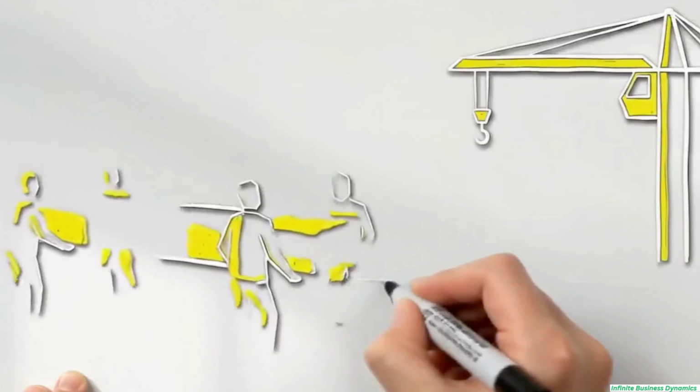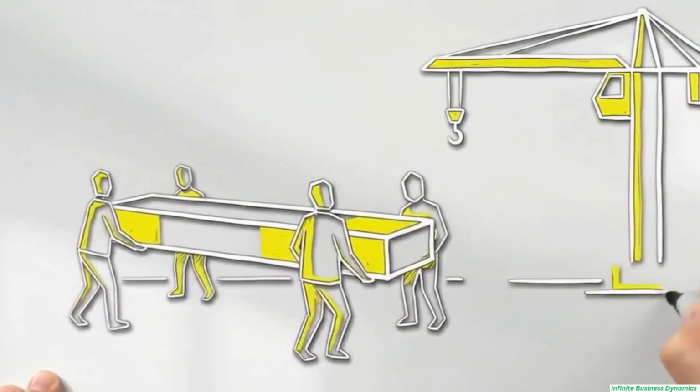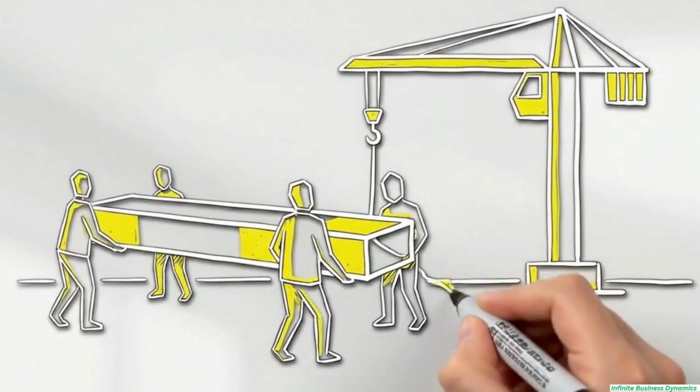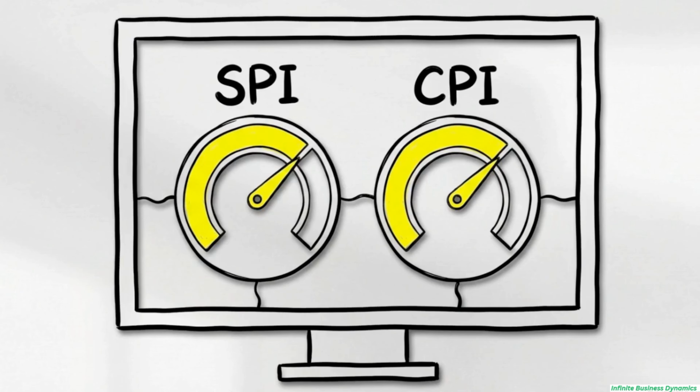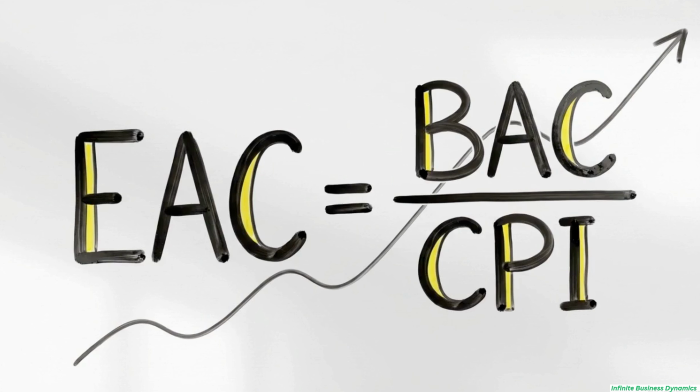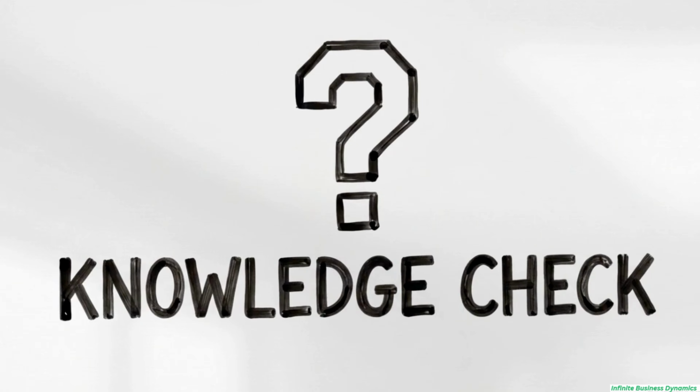The data suggests a specific strategic cause. It is likely management chose to deploy cheaper but significantly slower resources. The simultaneous use of SPI and CPI provides the diagnostic depth required to manage projects strategically. SPI and CPI function as the core metrics for active efficiency tracking. Tracking these historical efficiency trends provides the mandatory mathematical inputs required to execute advanced forecasting formulas, like the estimate at completion. To cement these concepts, test your recall with these two practice questions.